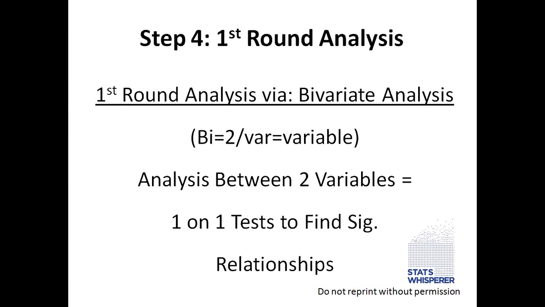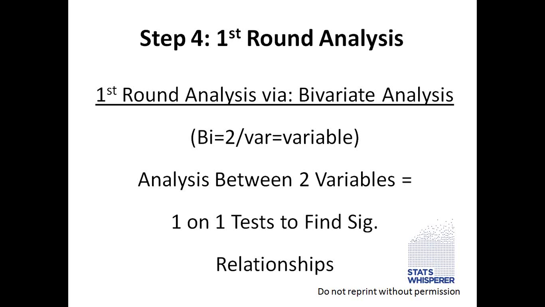Right, now we move on to step 4, right? So that was step 3. Pardon me. So there's a little more involved in step 4 relative to step 3, but it's perfectly manageable. Step 4 is our first round of analysis, or in other words, our bivariate analysis round. Bi meaning 2, var meaning variable, right? So bivariate analysis, the analysis of 2 variables.